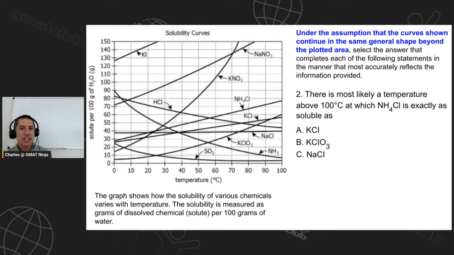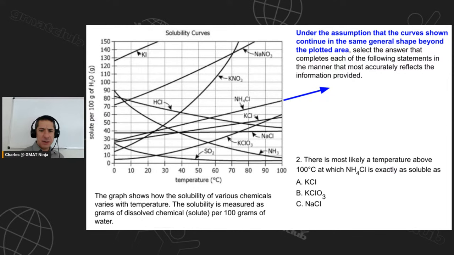Second question. More straightforward, once you get the gist that, oh wait a minute, I've got to be thinking about things going off the graph, the curves continue. So NH4Cl, whatever that means, Cl. Okay, well, that's that one. So I'm going to continue that one. So temperature above 100 degrees Celsius, so I continue that one off.